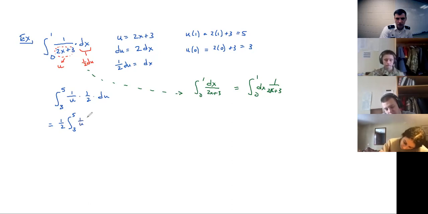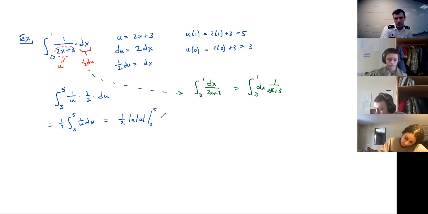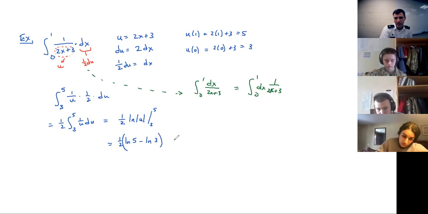Now, what's the antiderivative of 1 over u? Right, natural log. And then technically it's the absolute value of u. And then we can drop those absolute value signs here because both of these numbers are positive, right? This is going to lead me to 1/2 the natural log of, I'll put it in parentheses, natural log of 5 minus the natural log of 3. And at the moment, I don't particularly care what that number really is. That's just our answer.